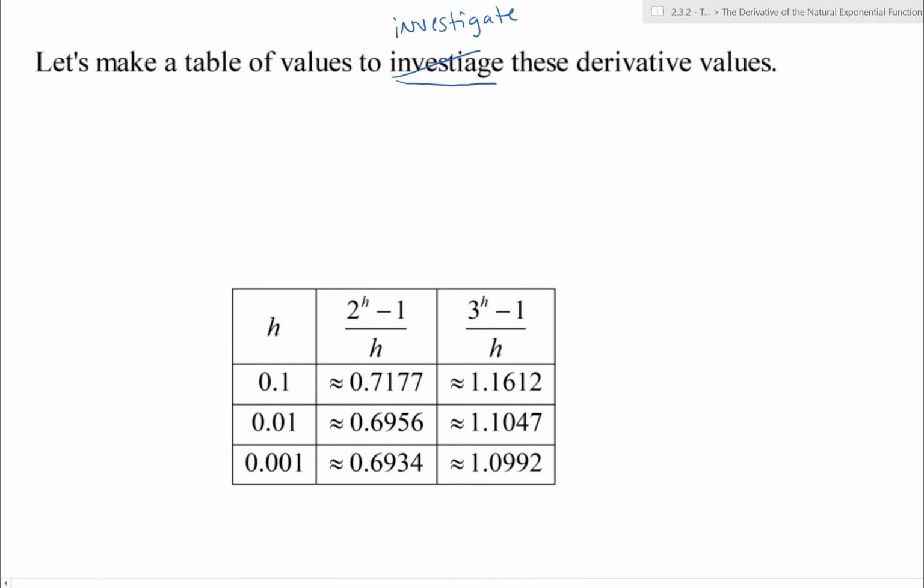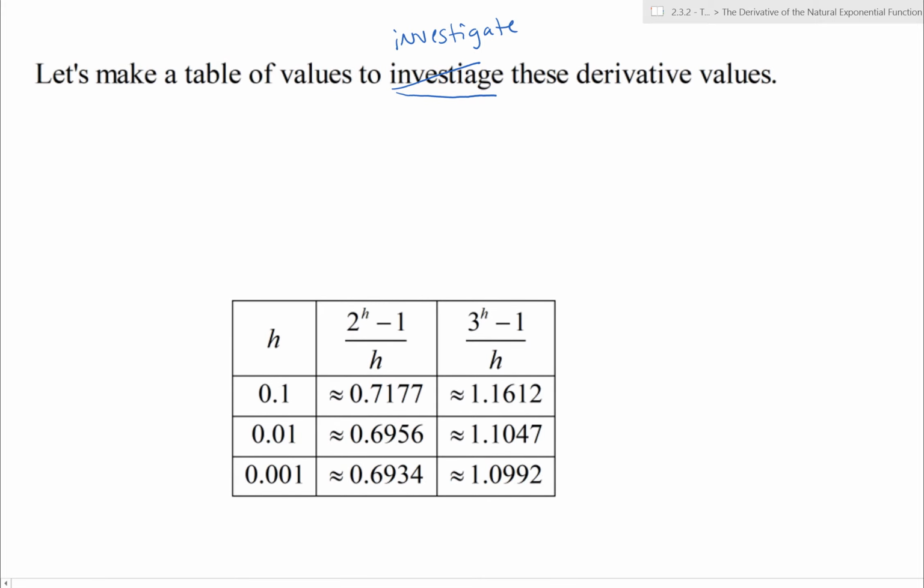Okay, so here's the table of values. So again, remember, the derivative with respect to x of any exponential function b to the x at x is 0 is always going to be the limit as h goes to 0 of b to the h minus 1 over h. And so if I just replace b there with 2, or I replace b with 3, then I get the corresponding derivatives that I'm after.